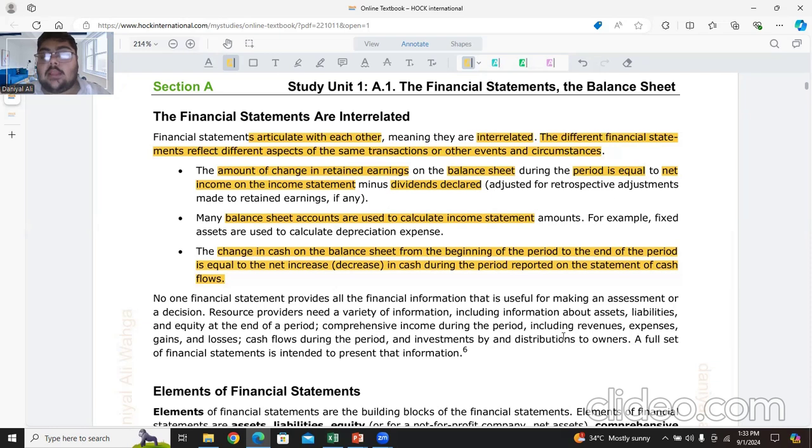It says that these are very useful for making an assessment or a decision. Resource providers need a variety of information. It includes information about assets, liabilities, and equity at the end of a period. This relates towards your balance sheet. Then you got your comprehensive income during the year, which includes your revenues, your expenses, your gains or losses. Your cash flow period shows your cash movements, your investments, and some other distributions, share distribution, buyback of shares. A full set of financial statements is intended to present that information.